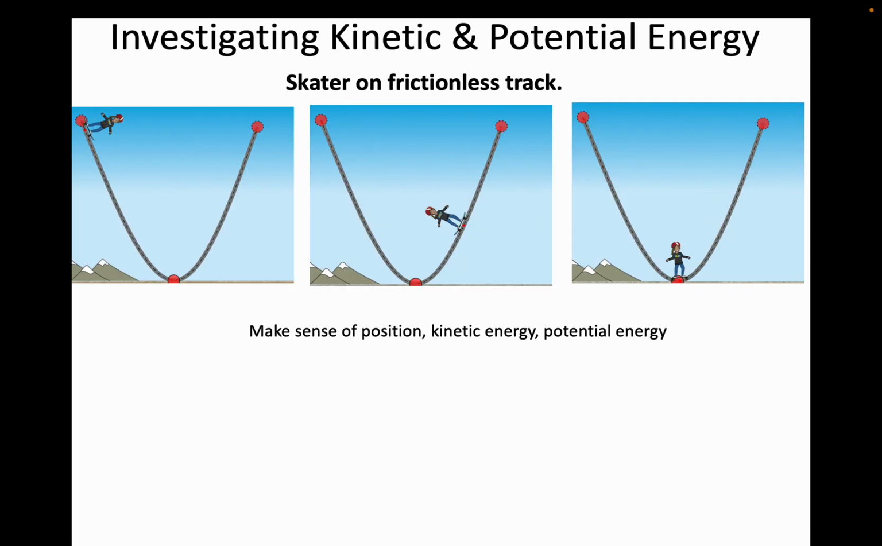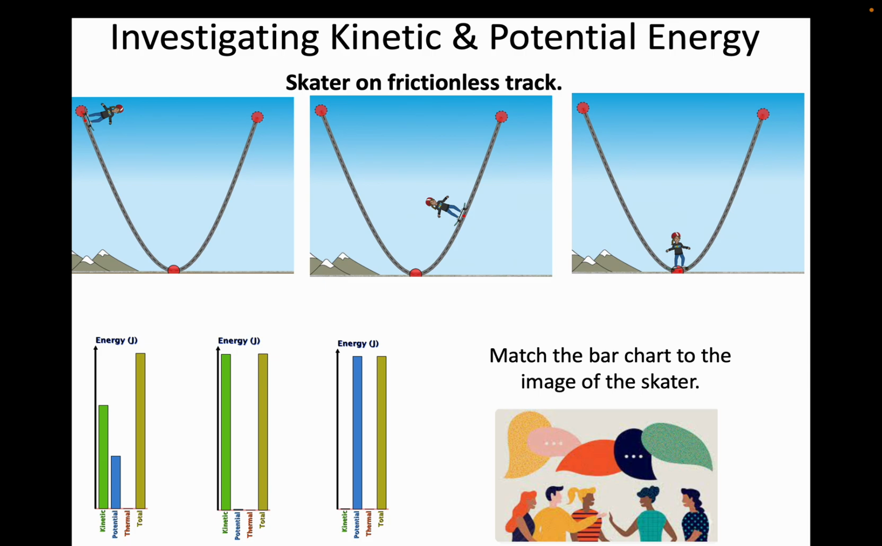To do so, we're going to investigate kinetic energy and potential energy by looking at a skater on a frictionless track. Our goal of this part of the activity, we want to make sense of the relationship amongst the position of the skater, the kinetic energy, and the potential energy. Here I show three different bar graphs. Your goal is going to be to match the bar chart to the image of the skater.